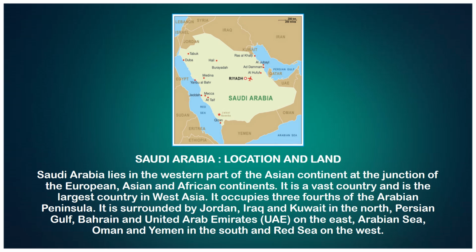Saudi Arabia lies in the western part of the Asian continent at the junction of the European, Asian, and African continents. It is a vast country and is the largest country in West Asia. It occupies three-fourths of the Arabian Peninsula.